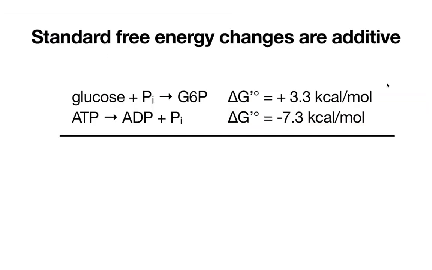So what we could do is we can actually add together those standard free energies. So remember, our phosphate groups are going to cancel out. And so what we're going to end up with is basically an overall equation: glucose plus ATP is going to go to G6P plus ADP. And now we can actually just add together those standard free energies because we've accounted for everything in this equation. So go ahead and do that. What would be the standard free energy change for this overall reaction?